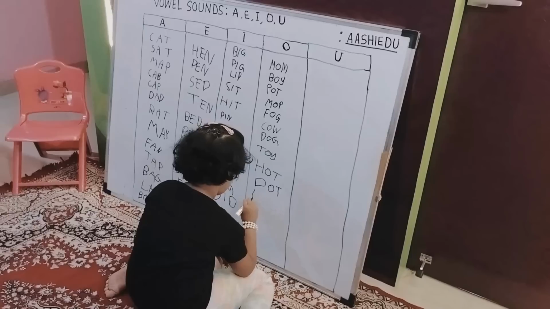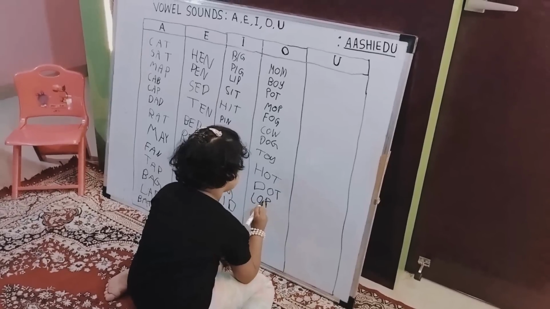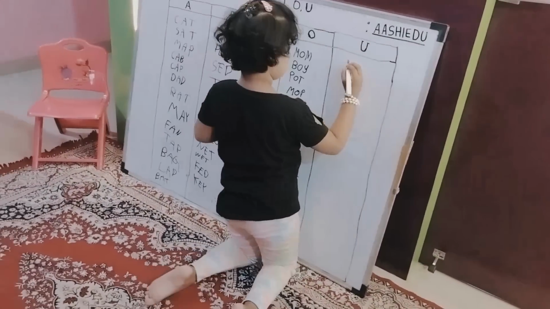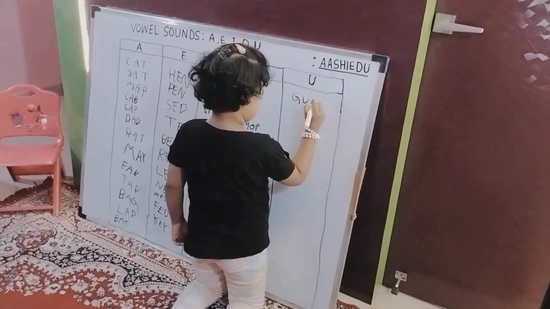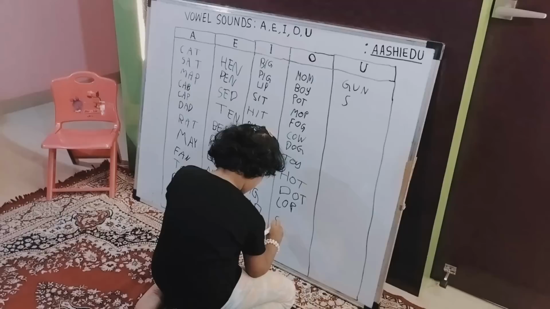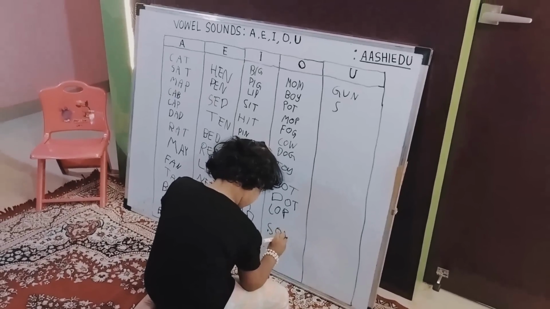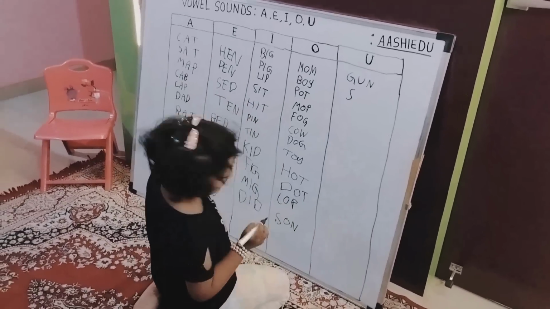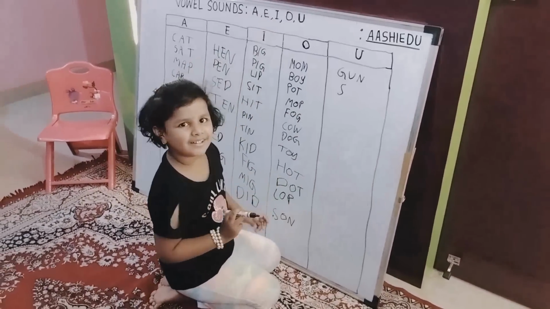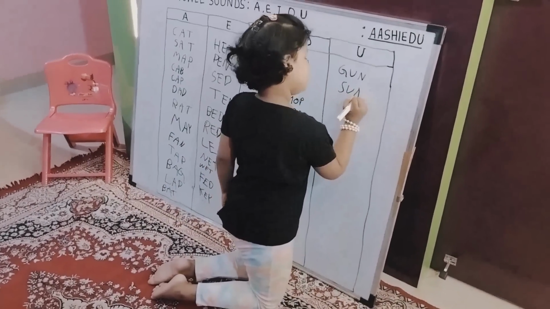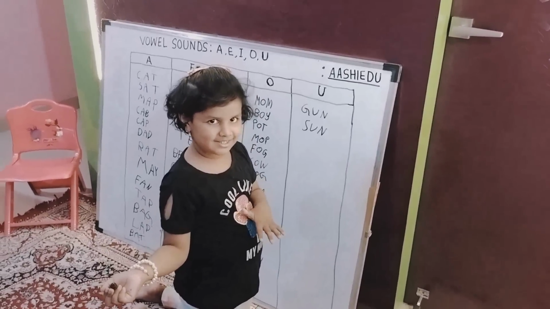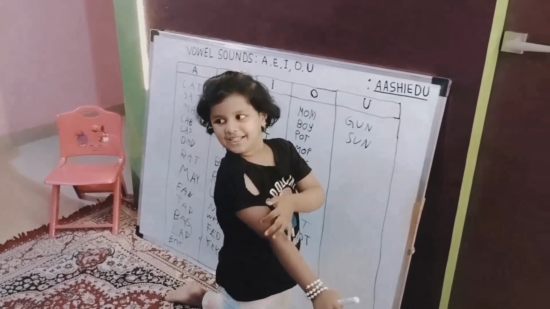Lock. Lock. L-O-C-K. Lock. Okay, now U sound. Gun. G-U-N, gun. Sun. S-U-N. Sun. Sunday. Sunday is a holiday.